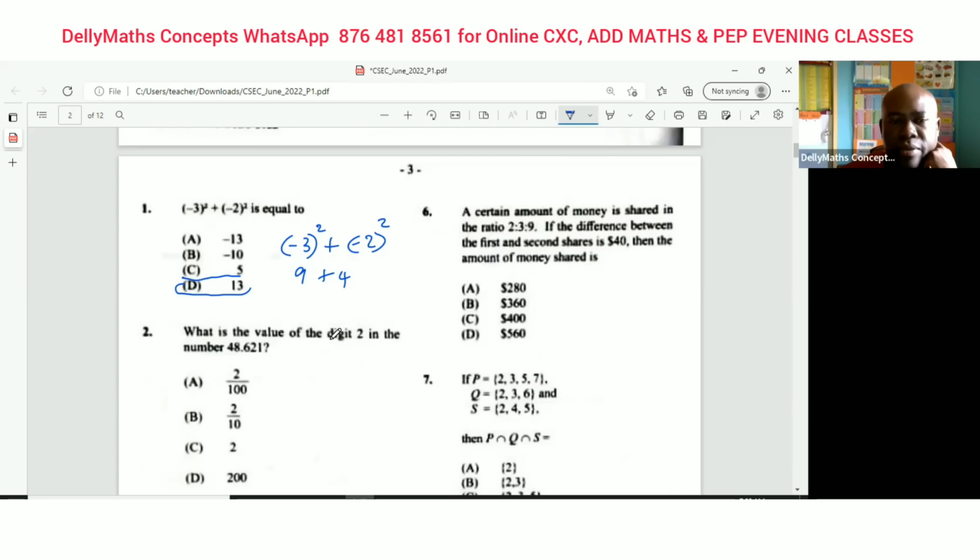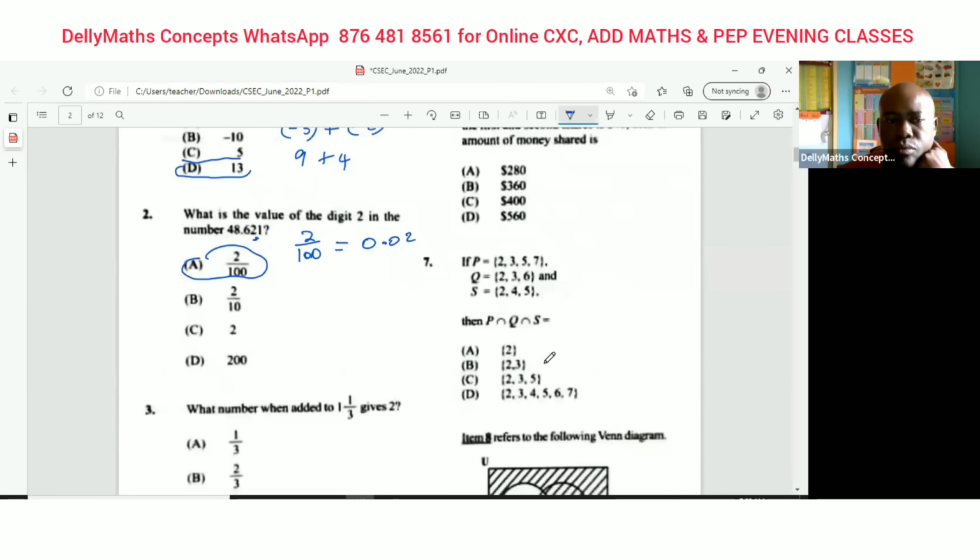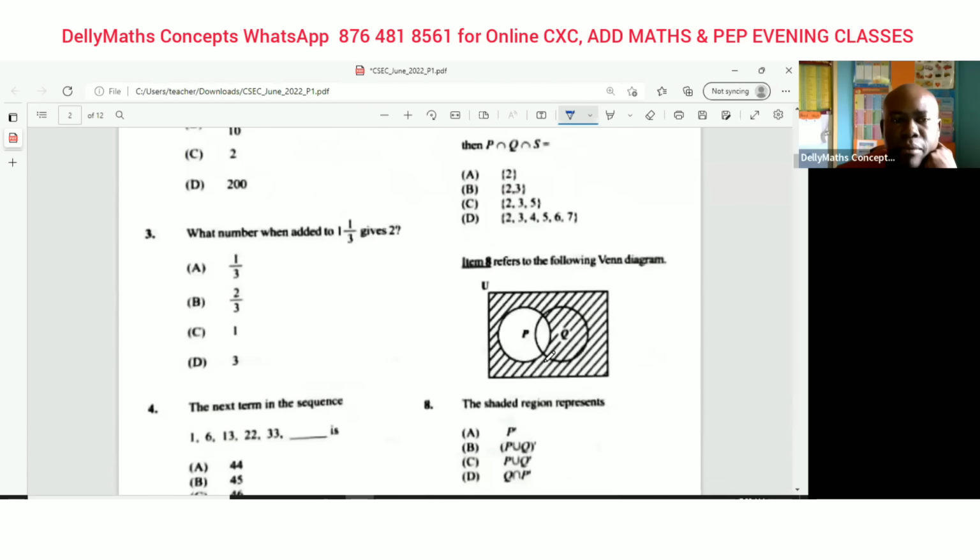Number 2, what is the value of the digit 2 here? This is actually 2 over 100, which is 0.02, or you just take the 2 over 100 right there. Number 3, what is the value when we add 1/3? What can we add to 1/3 to give 2? Has to be 2/3.